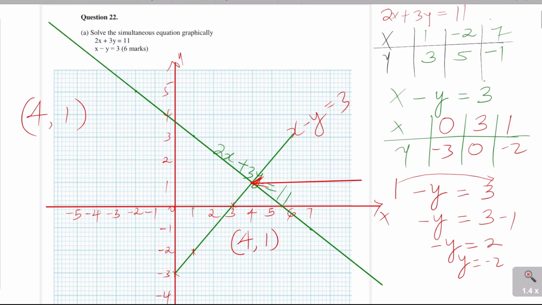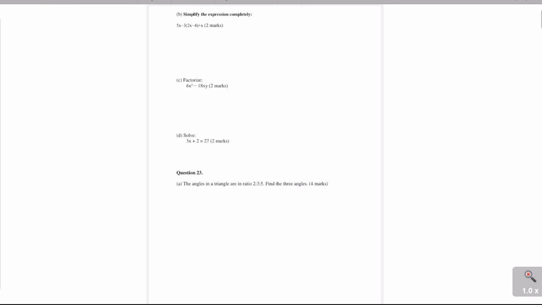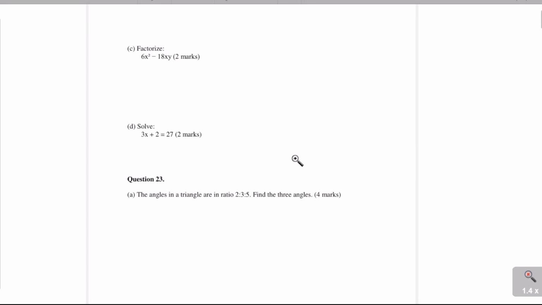Remember, when you're solving these equations, we are required to get the values of x and y. So 4 is the value of x, the x coordinate. Y is 1. So x is 4, then y is 1. Like that, you solve that simultaneous equation graphically. We go to the next.